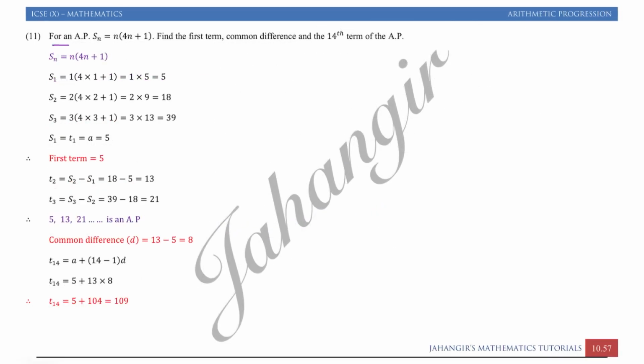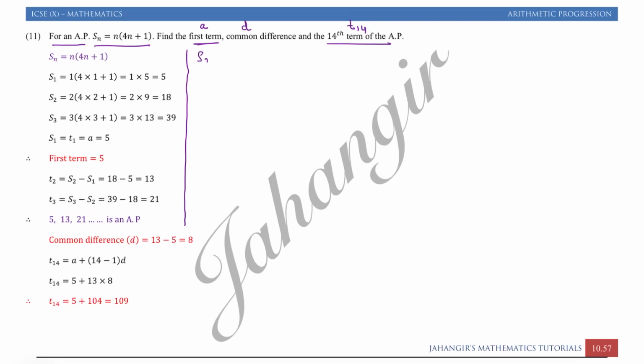Question number 11. For an AP, Sn is equal to n multiplied by 4n plus 1. Find the first term, that is A, the common difference D, and the 14th term of the AP, that is T14. So T14 is very simple to find. We can use the simple formula A plus n minus 1 D. But before that we have to find the first term and common difference.